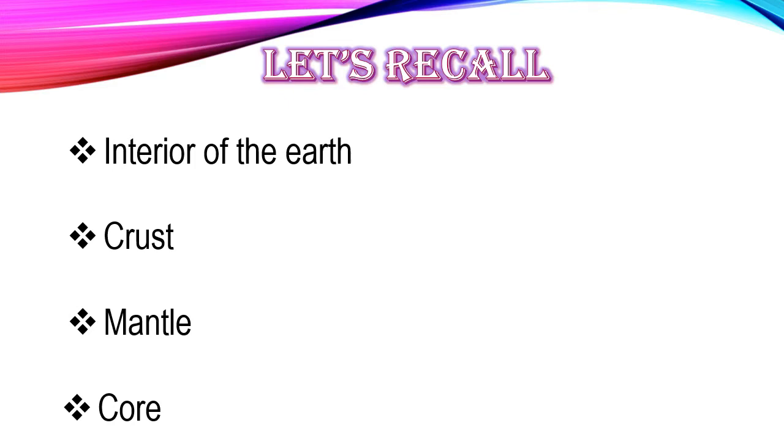The next point is the core. The core is classified into two types, the inner core and the outer core. The innermost layer is the core. The radius of the core is about 3,500 km. It is mainly made up of nickel and iron. Thus, it is called Nife, where Ni means nickel and Fe means ferrous, that is, iron. The central core has a very high temperature and pressure.